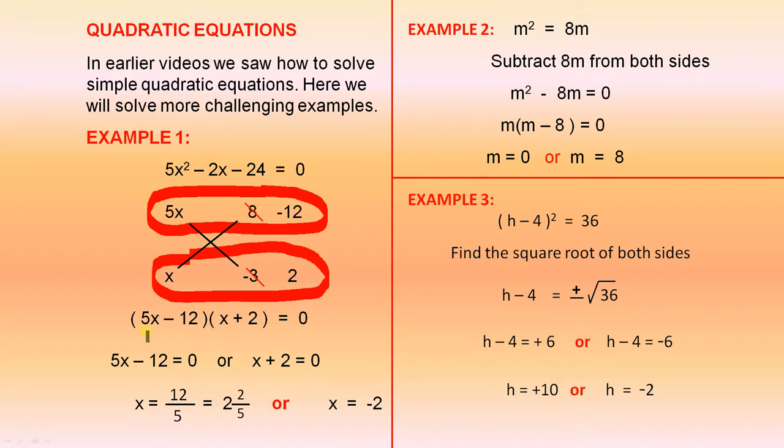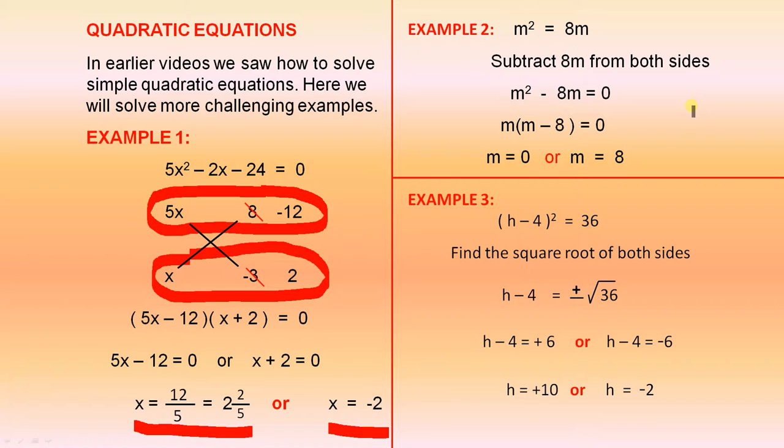Now if we take the left hand side, 5x minus 12 equals 0 or x plus 2 equals 0. Solving the left hand side gives us x equals 12 over 5 or 2 2/5. Solving the right hand side gives us x equals minus 2. So the solutions are either here or here.